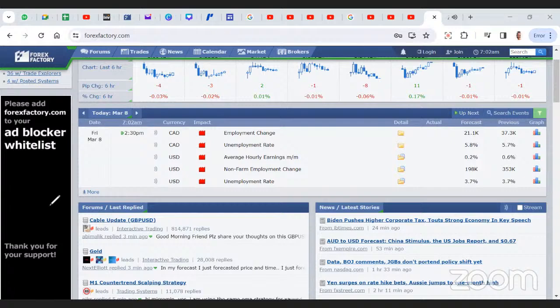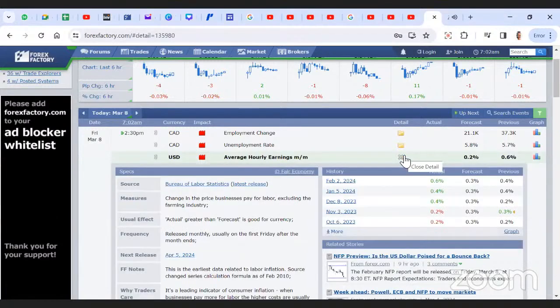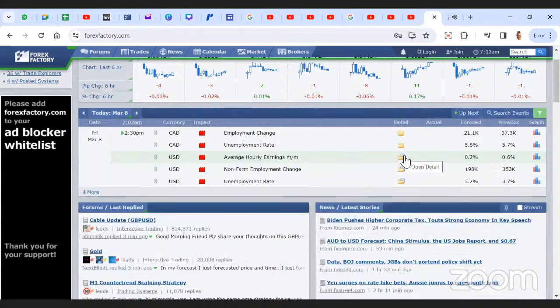We'll still look at the technical analysis side of it, but that's just the fundamental that we're looking at the moment. And for the dollar, there are 3 events. We have the average hourly earnings, which is the change in the price businesses pay for labor, excluding the farming industry. So it means people are being paid maybe $10 per hour, $20 per hour. So that's what that is all about.